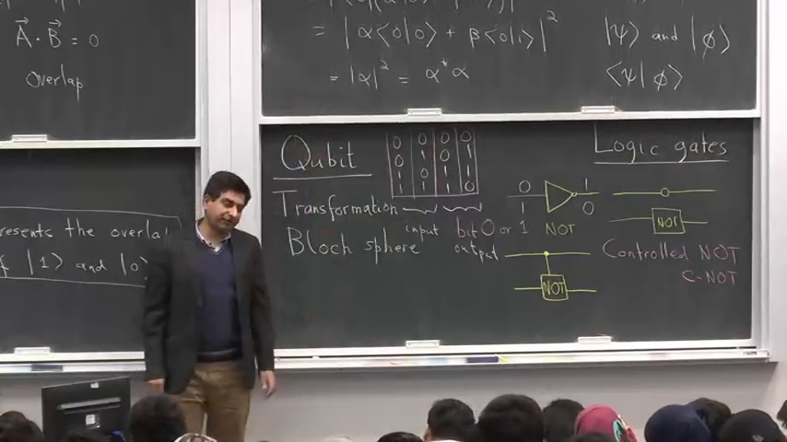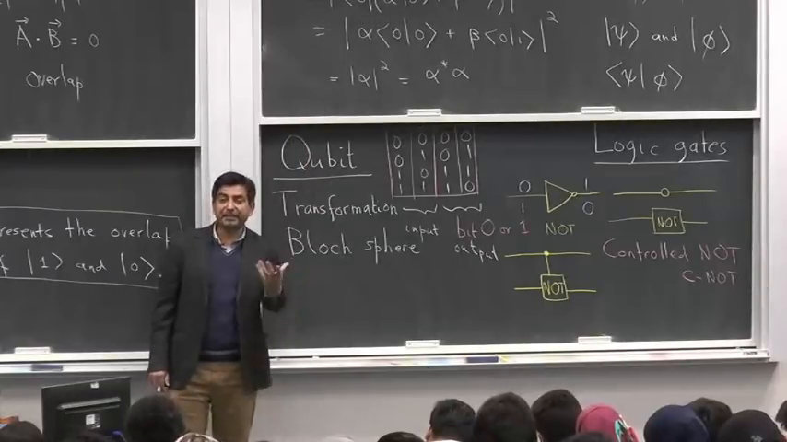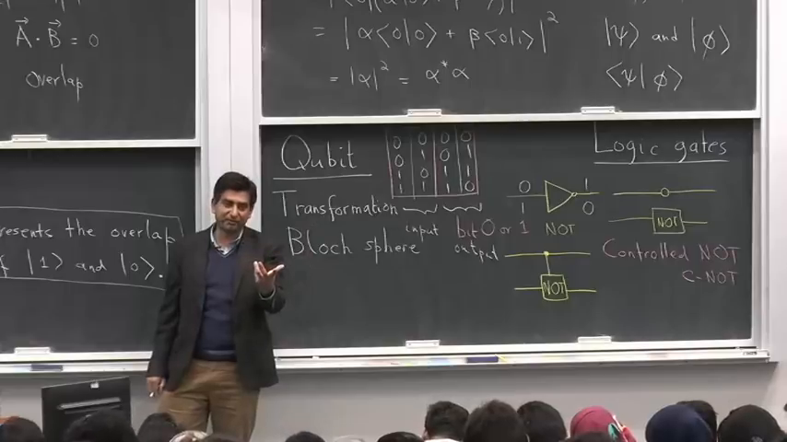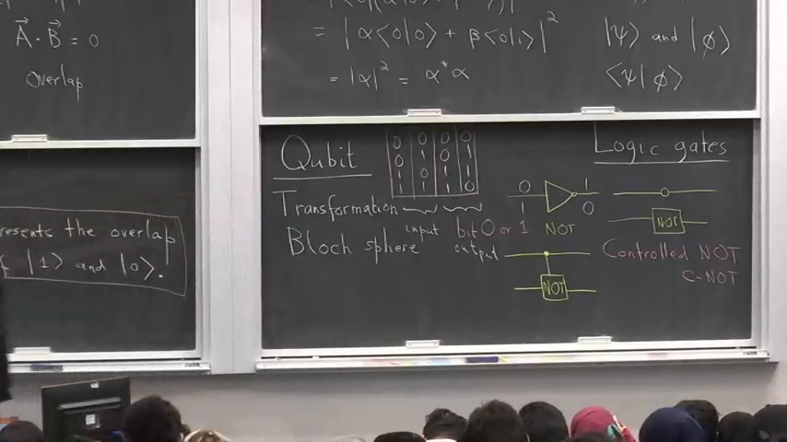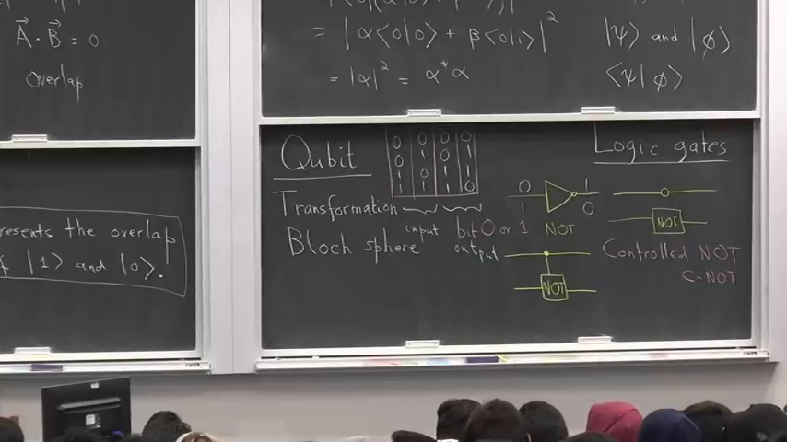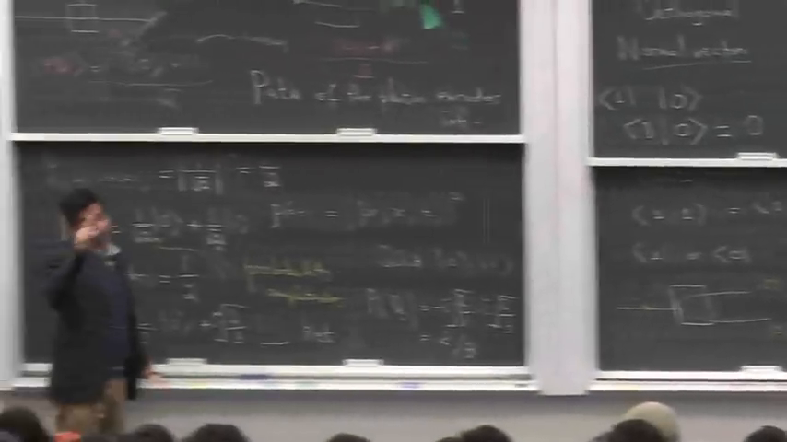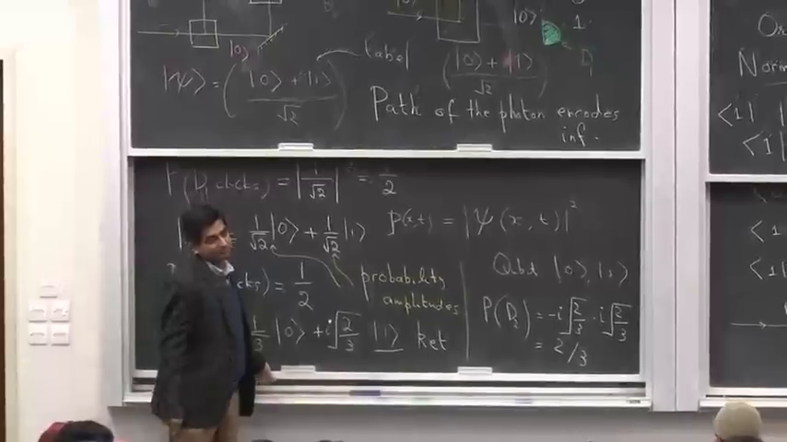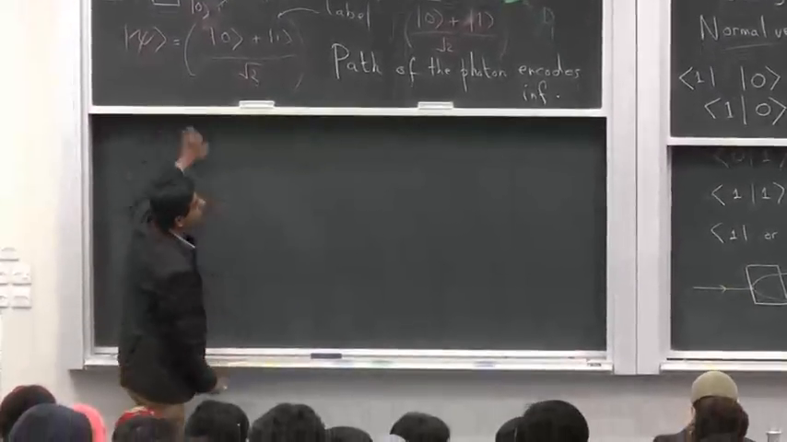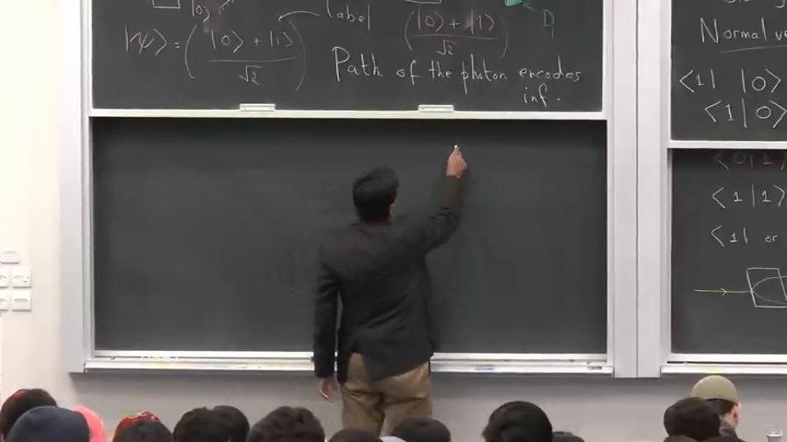Now I'm going to draw a Bloch sphere, which represents a qubit, which is a picture of a qubit, a mental picture of a qubit, not a physical picture, but a mental picture of a qubit. Now in this course, whenever I draw a Bloch sphere, it's going to be in yellow color. So I draw a sphere.